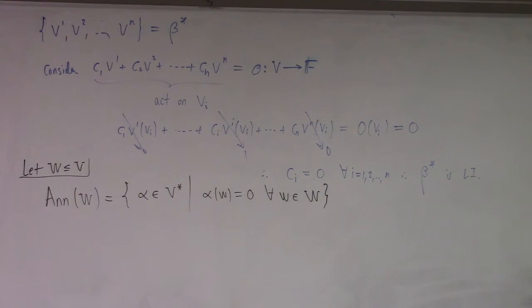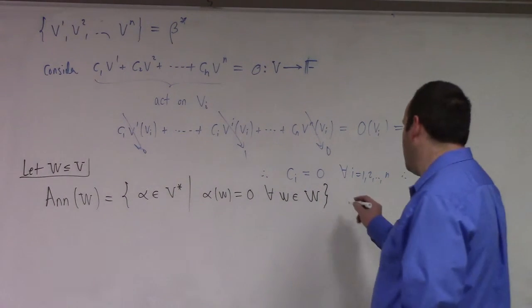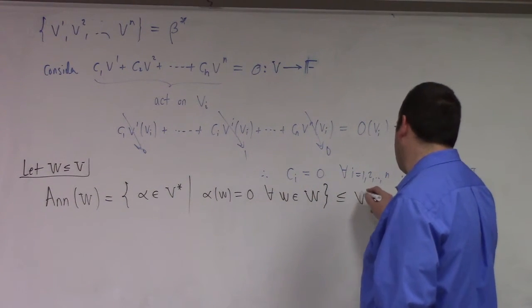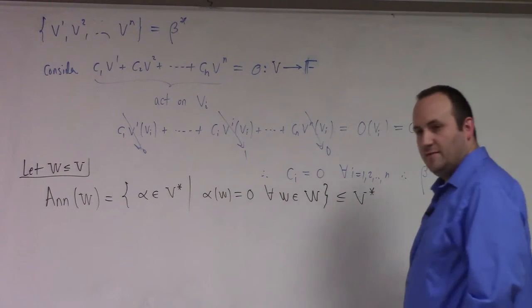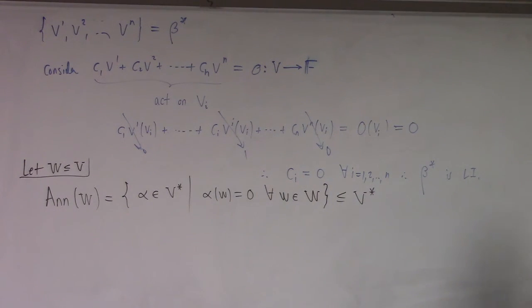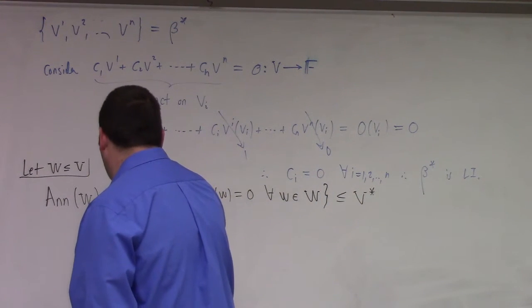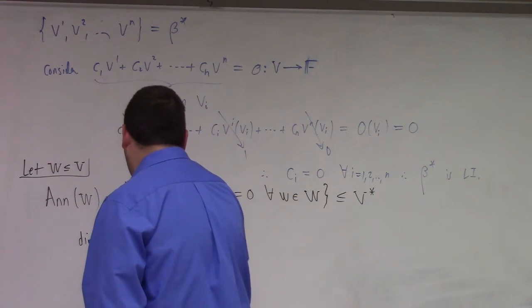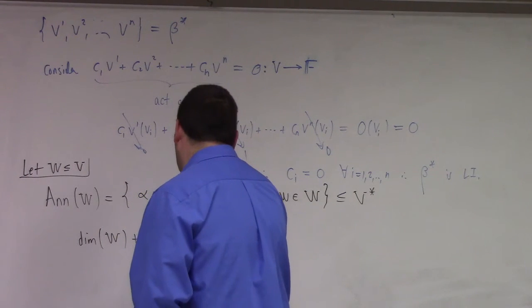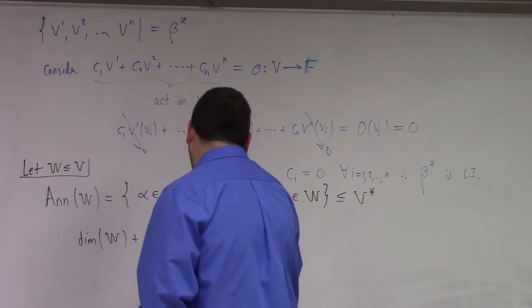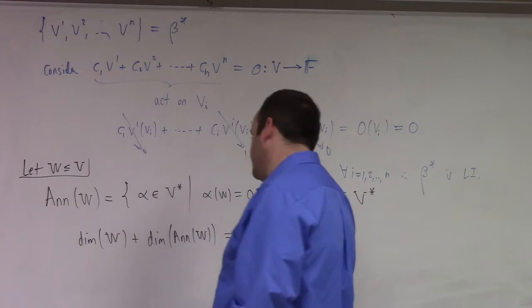So that's the annihilator of W. It's a subspace of the dual space, right? And in fact, you can show that this is in fact a subspace of V dual. All right? And you know what else? The dimension of W plus the dimension of the annihilator of W is equal to what?